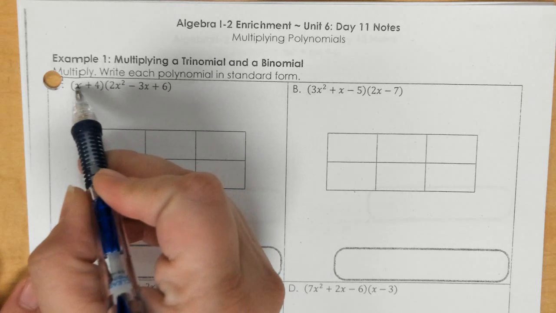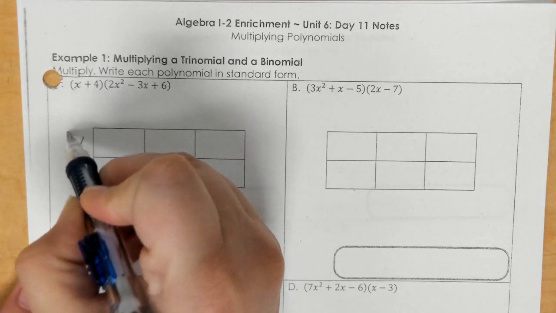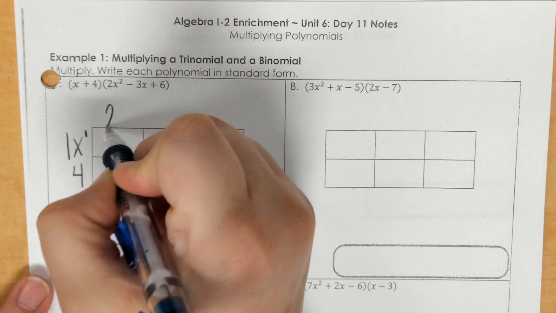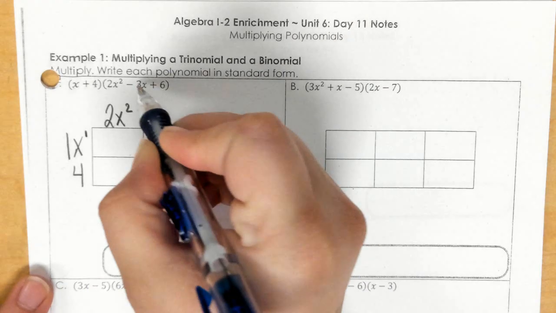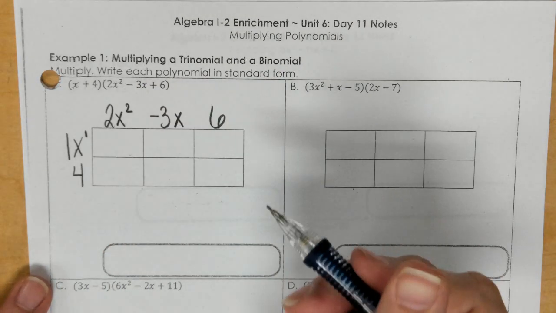And I'm just going to go ahead and label. So on the side, I'm going to use the x and the 4. Okay, again, I'm going to put a 1 and a little exponent of 1. At the top, I have 2x squared, a negative 3x, and a 6. Make sure you watch your signs.